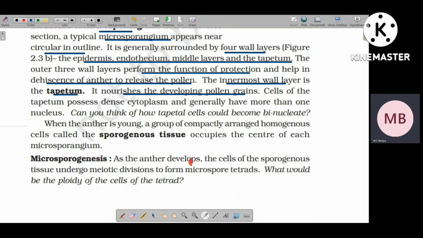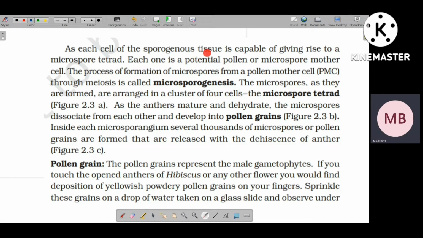Microsporogenesis. As the anther develops, the cells of the sporogenous tissue undergo meiotic divisions to form microspore tetrads. Each cell of the sporogenous tissue is capable of giving rise to a microspore tetrad. Each one is a potential pollen or microspore mother cell. The process of formation of microspores from a pollen mother cell through meiosis is called microsporogenesis.